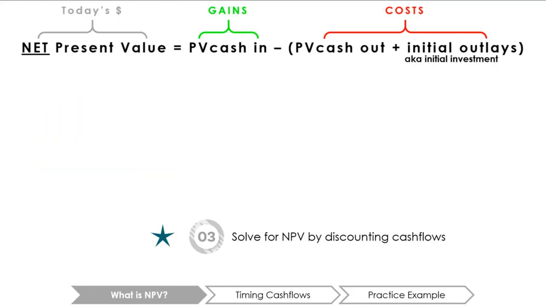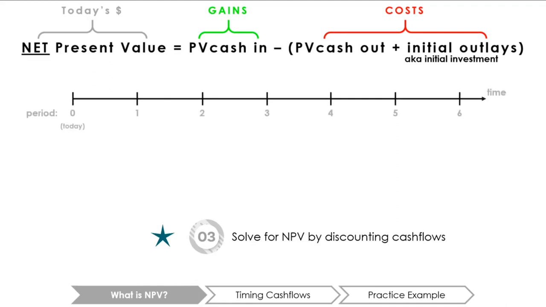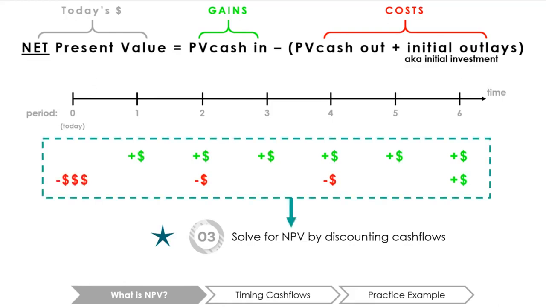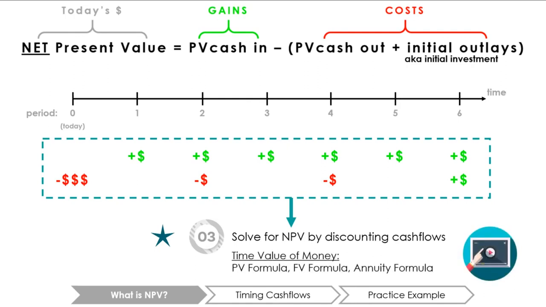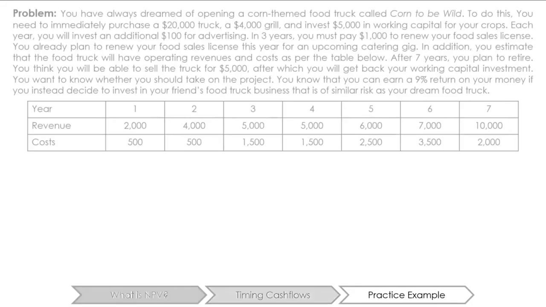So remember, the theory of NPV is very simple. We're just applying our time value formulas. The trick to mastering NPV problems is staying organized. I recommend using a timeline so you can keep track of all the cash inflows and outflows. Once we have a timeline, we can develop a plan for calculating NPV efficiently using a combination of time value of money formulas. Let's walk through the steps of dissecting a problem together. Pause the video and read over this problem.